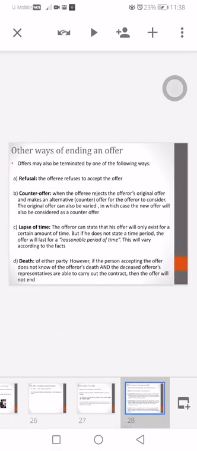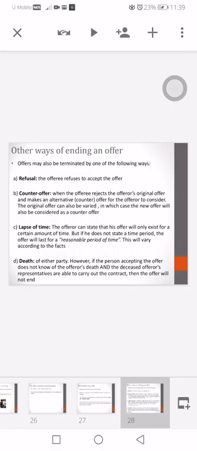Other ways of ending an offer. An offer may also be terminated by one of the following ways. First, refusal. The offeree refuses to accept the offer. Second, counter offer. When the offeree rejects the offeror's original offer and makes an alternative counter offer for the offeror to consider, the original offer can also be varied, in which case the new offer will also be considered a counter offer. Third, lapse of time. The offeror can state that the offer will only exist for a certain amount of time, but if no time period is stated, the offer will last for a reasonable period of time. This will vary according to the facts.